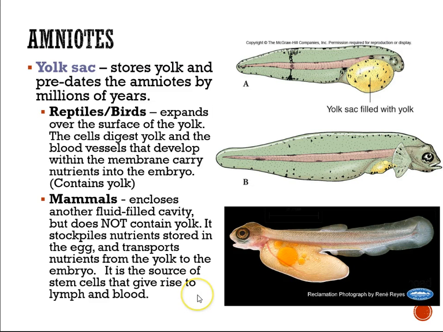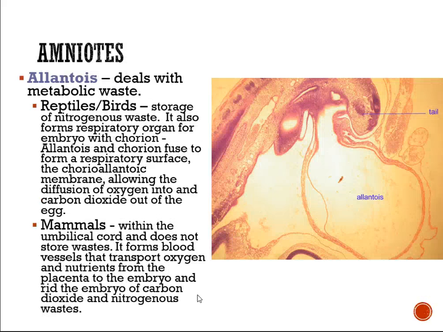And then the other thing, too, is that the yolk sac is going to be the source of all of the stem cells that give rise to the lymph and the blood. Okay, now the allantois is going to be a metabolic waste storage sac in reptiles and birds. So it deals with metabolic waste.